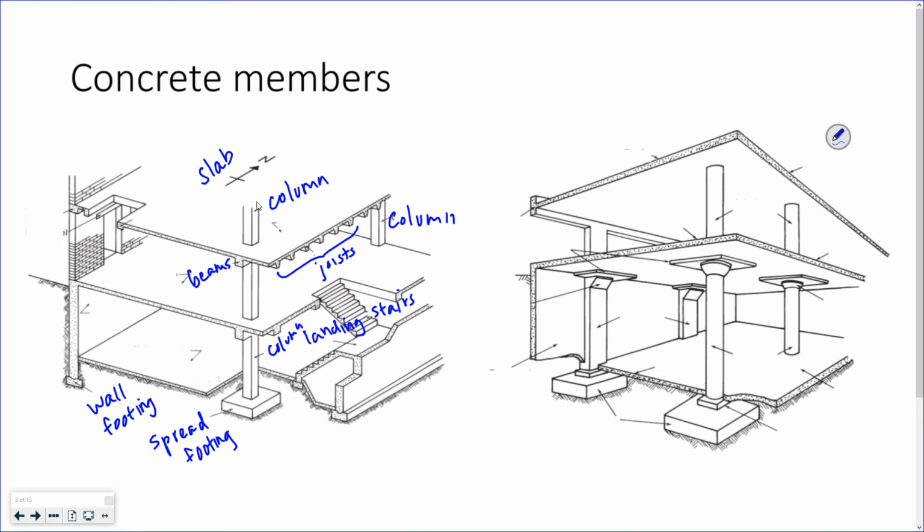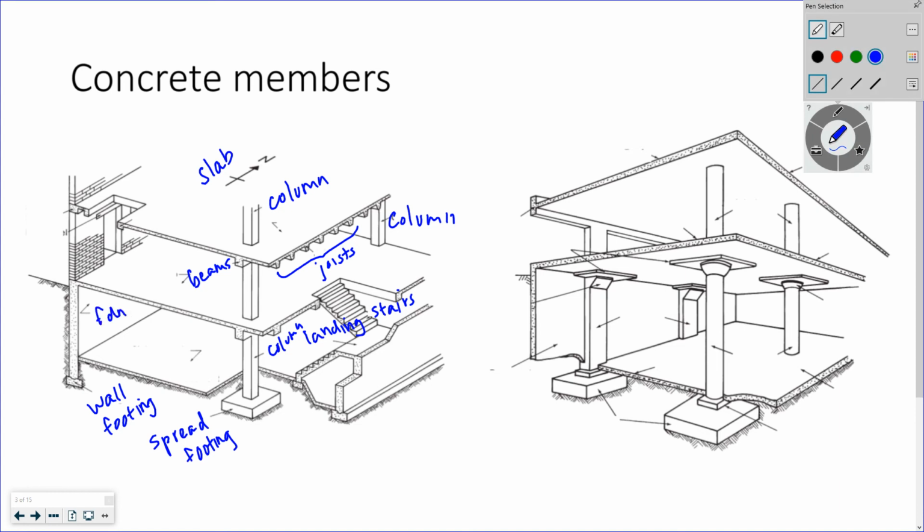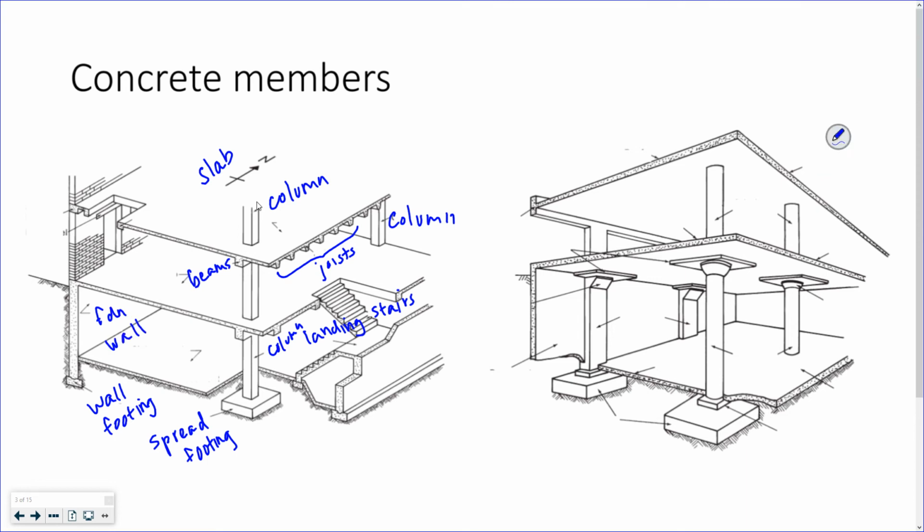Let's see what else. Hopefully you can see over here on the left, this is the ground line. So that means that this is a basement, that bottom level. So this is a foundation wall. I'm just going to write FDN because that's foundation. It's holding back the soil.